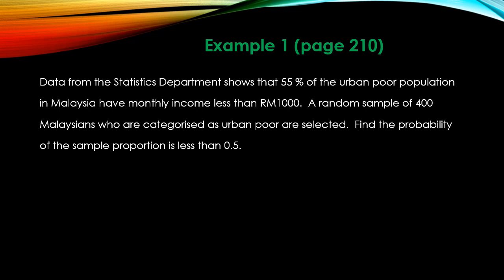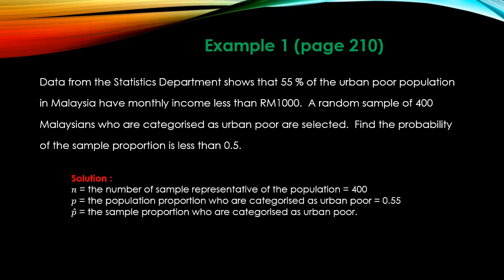Data from the statistics department show that 55% of the urban poor population in Malaysia have monthly income less than 1,000 ringgit. A random sample of 400 Malaysians who are categorized as urban poor are selected. Find the probability that the sample proportion is less than 0.5.